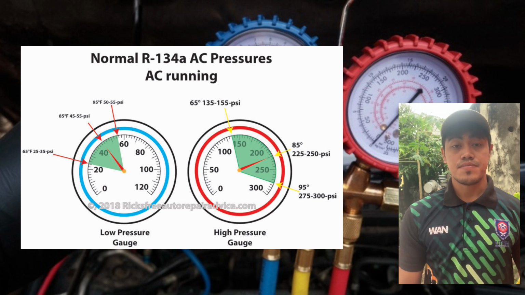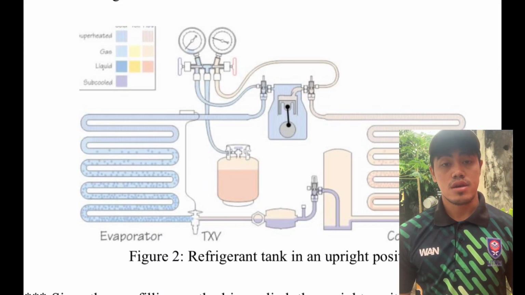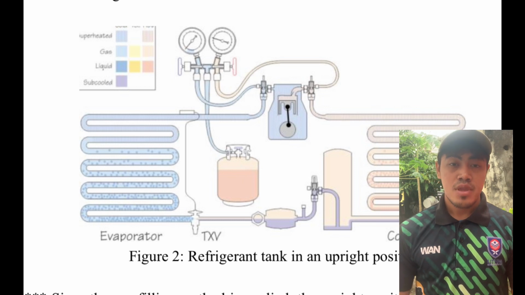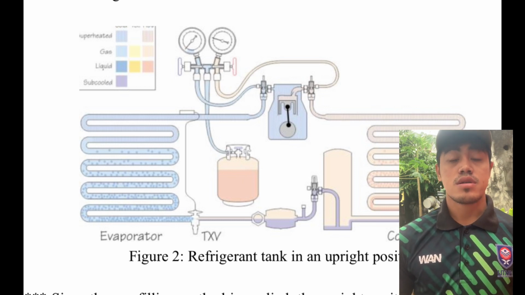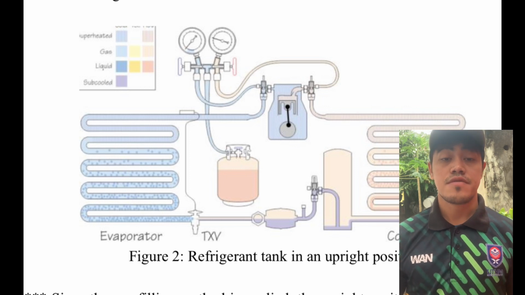to see if it is leaking. Then place the refrigerant tank in the upright position like you can see in this figure, and then connect the center of the hose manifold gauge to the refrigerant tank.